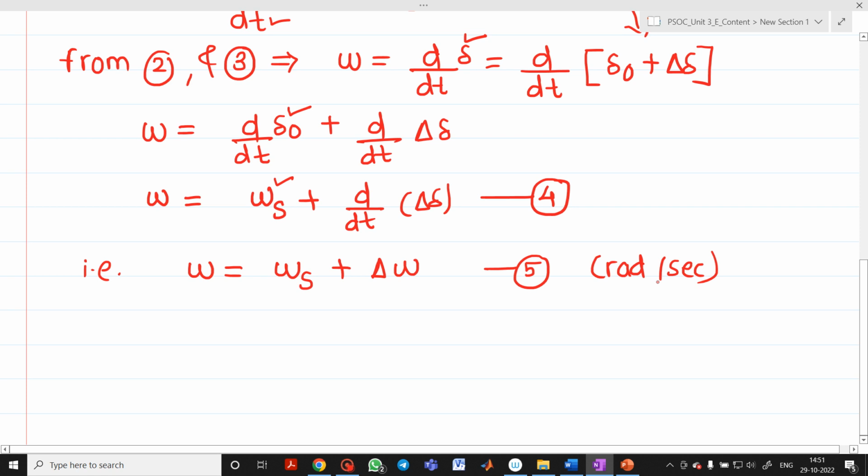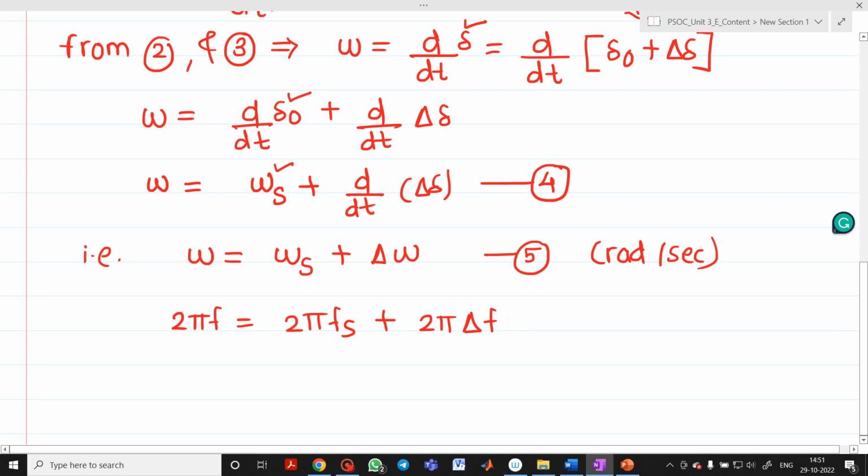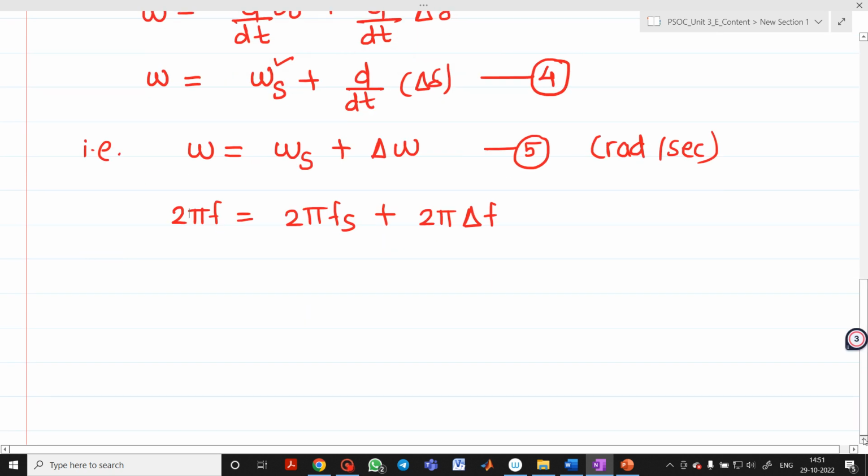Now we can write from the above equation one thing. This ω will be equal to 2πf. ω_s will be equal to 2πf_s plus this will be 2π into Δf. So if I remove 2π from both sides, then I will get the equation, I write it here as f will be equal to f_s plus Δf. Treat this as equation number 6.